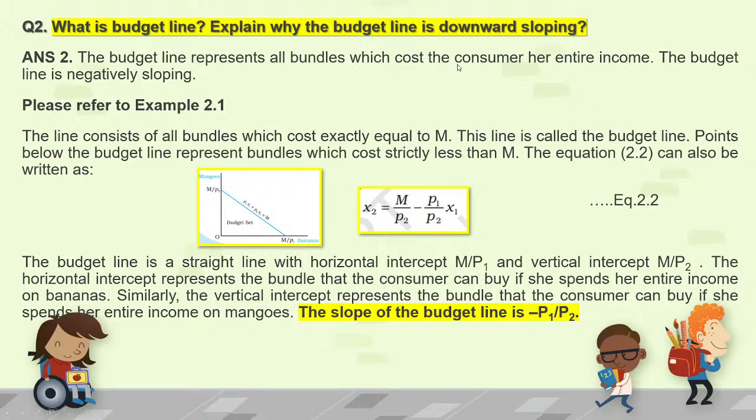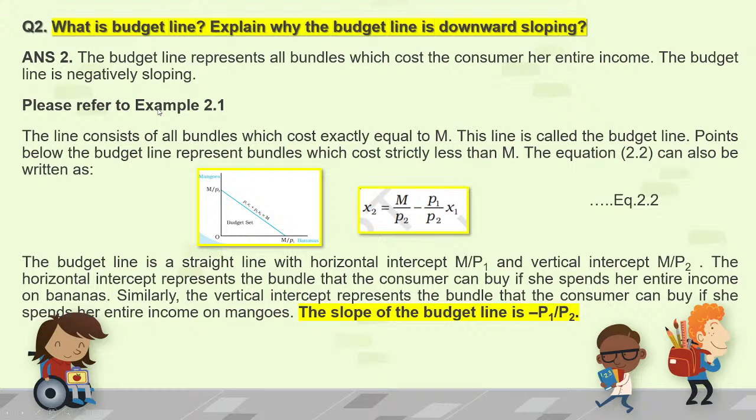So what is a budget line and why is it downward sloping? That is the next question. The budget line represents all bundles which cost the consumer her entire or his entire income. Now we have understood what these bundles, these budget sets, are. So this budget line represents all those possible budget sets or bundles that consume the entire income of a consumer. And this budget line is negatively sloping. Why? That we'll see further.